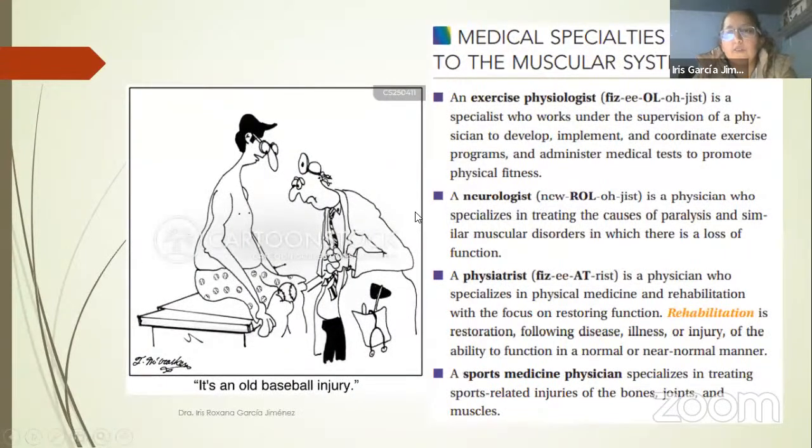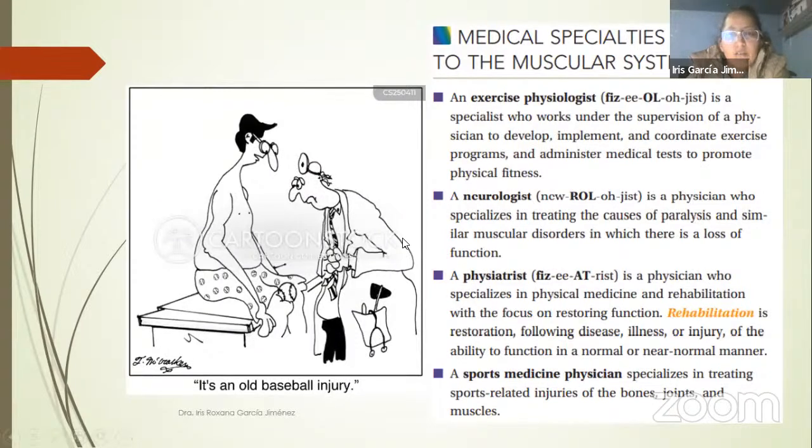Well, about medical specialties related to the muscular system, we have to consider this. First of all, in parentheses, we have the pronunciation of the words that are not very common, I mean, the words that are maybe new or difficult, that could be a trouble. An exercise physiologist, we have the description, is a specialist who works under the supervision of a physician to develop, implement, and coordinate exercise programs and administer medical tests to promote physical fitness.